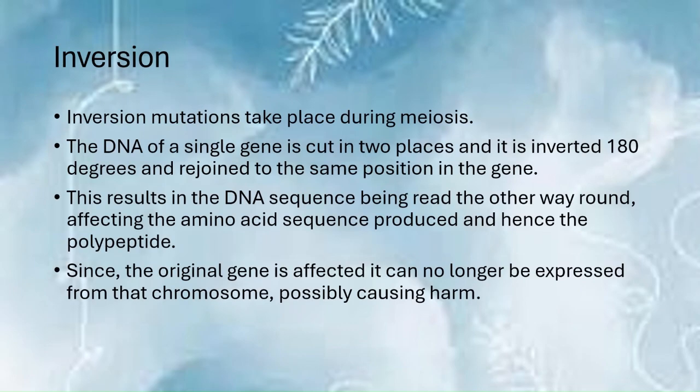Inversion. So inversion mutations take place during meiosis. The DNA of a single gene is cut in two places and it is inverted 180 degrees and rejoined to the same position in the gene. This results in the DNA sequence being read the other way around, hence affecting the amino acid sequence produced and hence the polypeptide as a result. Since the original gene is affected, it can no longer be expressed from that chromosome, possibly causing harm.